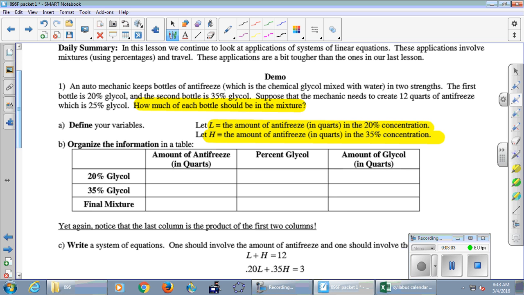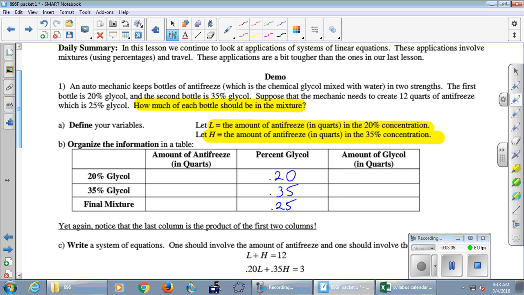Let's first fill in the percents. Those are the easy ones. What am I putting here in the 20% glycol row? 0.20. Make sure you convert your percents to decimals before you put them in the table. In the next row, 0.35. In our last class, this middle bottom entry, I don't think it had anything in it, in any of the tables we filled in, but it's got an entry here. The final mixture, what's the desired percent? 0.25, that's what we want. So we've got to put that in there.